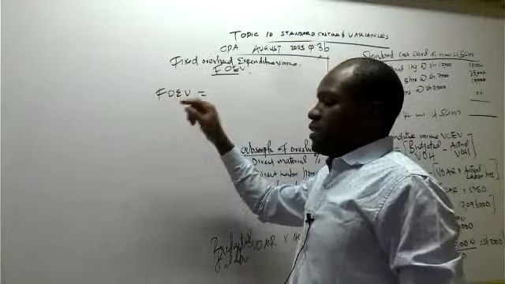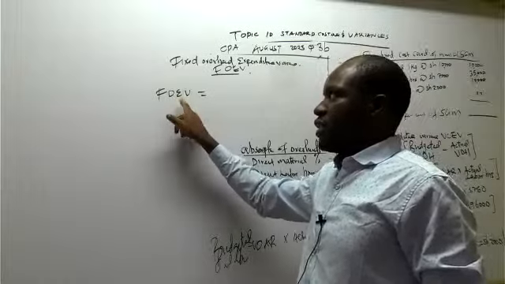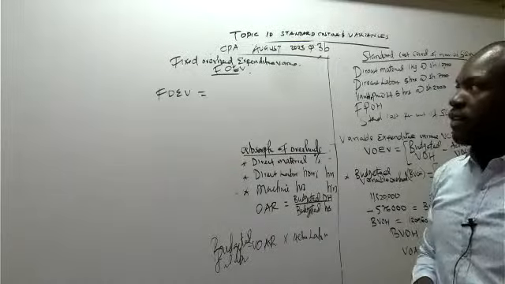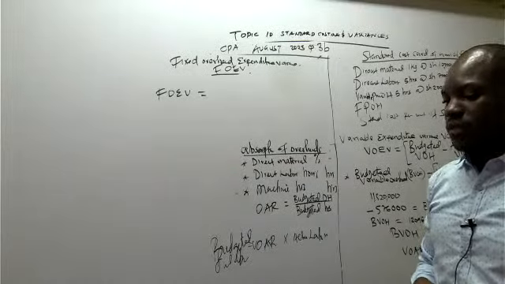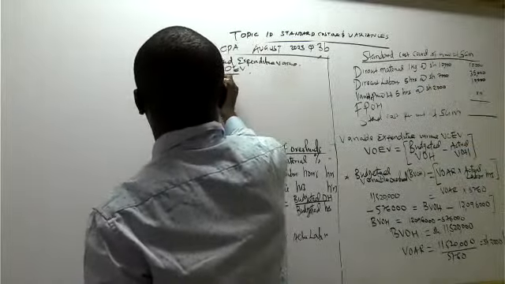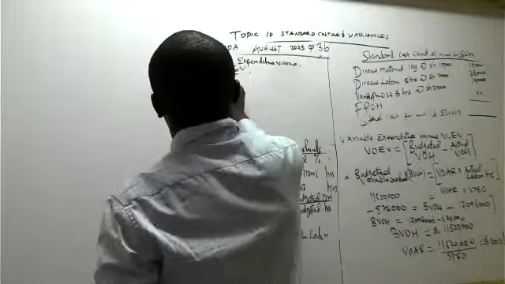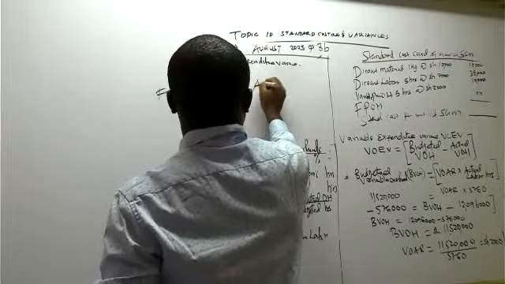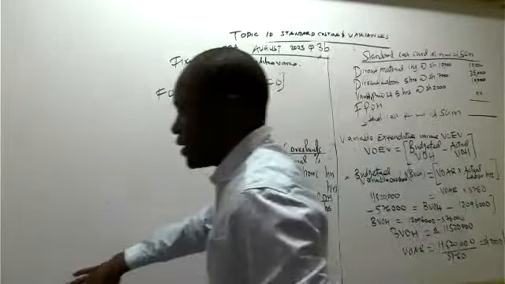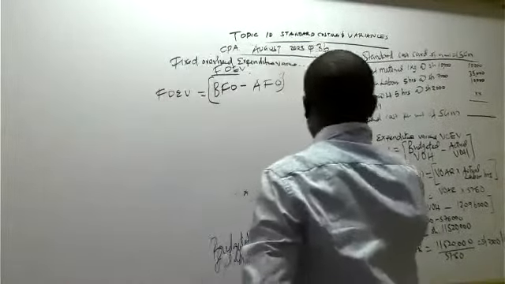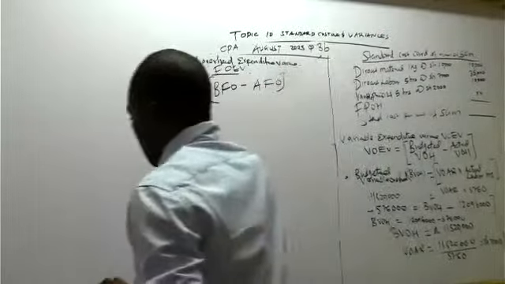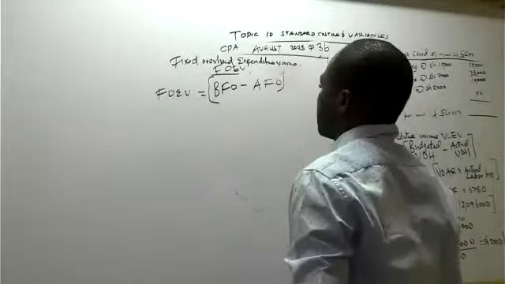Fixed overhead expenditure variance. Our next question, I think, will be touching on that. So let's get to this. Fixed overhead expenditure variance will be equivalent to budgeted fixed overhead minus actual fixed overhead.